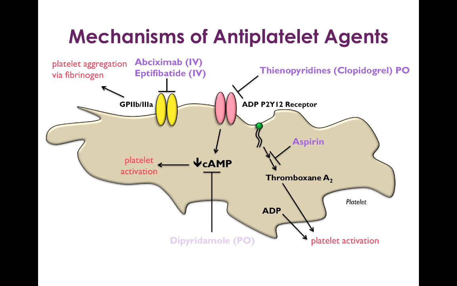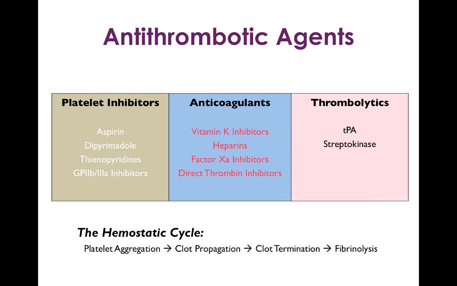You can see aspirin over here, which blocks thromboxane A2, thereby inhibiting thromboxane A2's effect to activate platelets. And the last drug here, which is sort of grayed out because it's not used that often in cardiology, but rather in neurology where it has an acute indication for stroke, is dipyridamole, which blocks cyclic AMP breakdown, thereby inhibiting platelet activation.